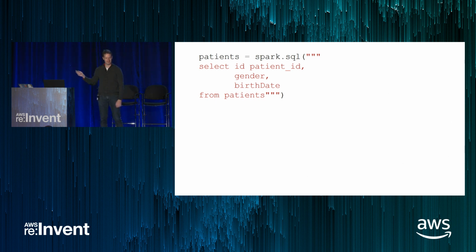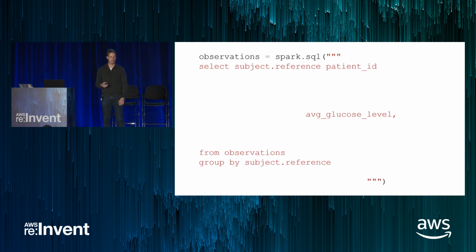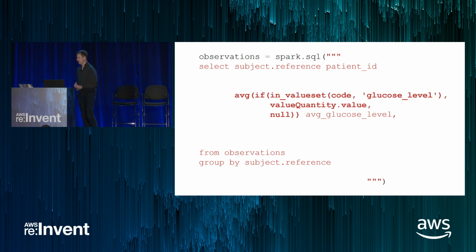So first, we'll grab some demographic information and put that in our patient spreadsheet. We'll grab some observation information and put that in a spreadsheet. And I'm going to zoom in on part of this query just briefly, because I think this shows some of the capabilities of doing data engineering at this scale.